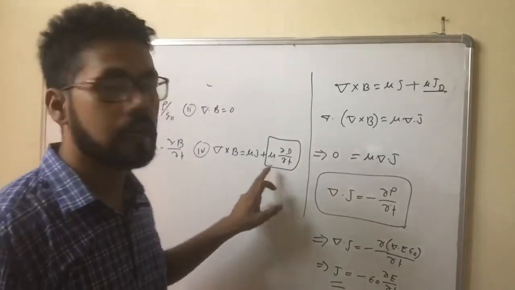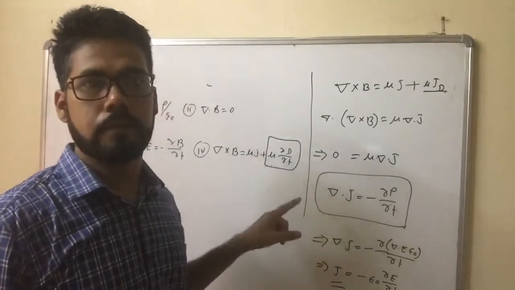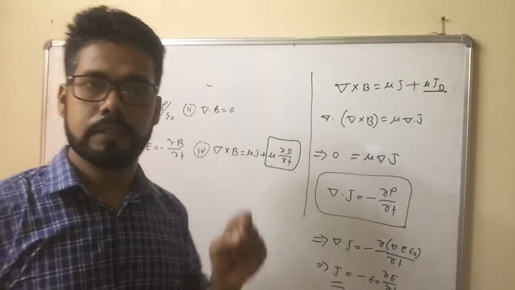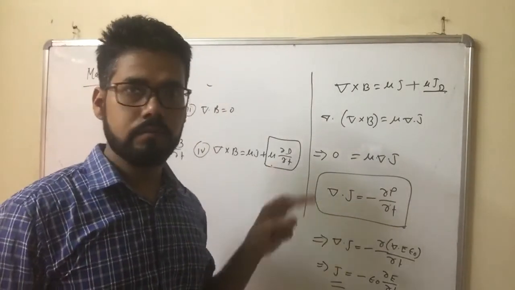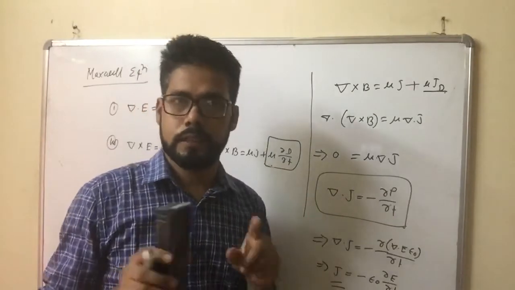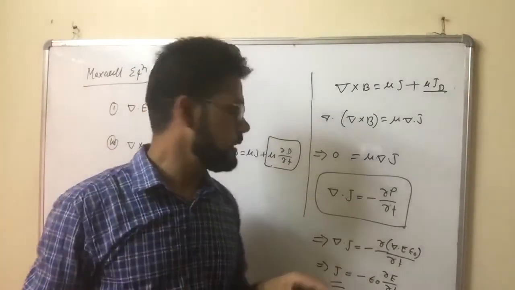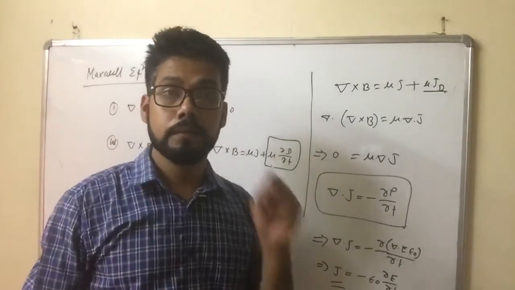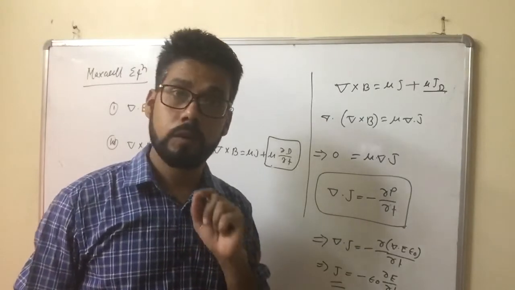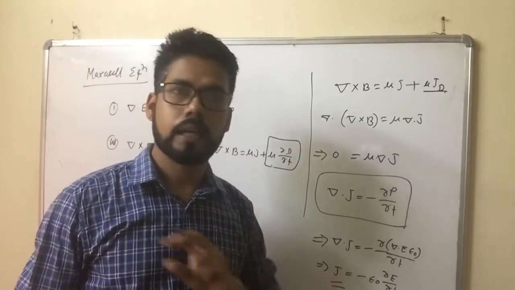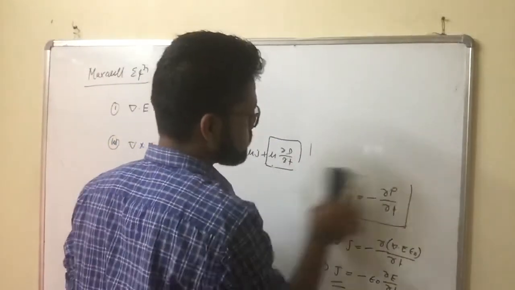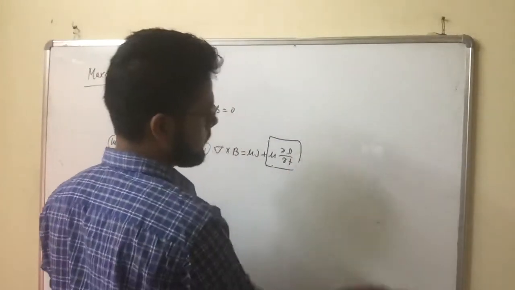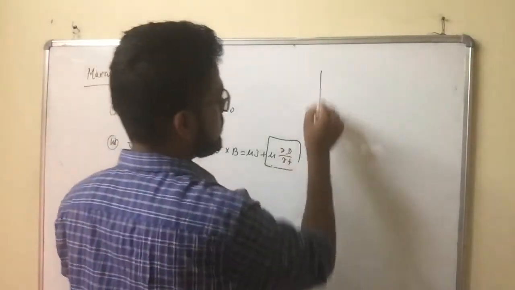This term is a displacement current. This term plays a significant role in deriving the wave equation. If this term is not there, then there is no possibility of deriving the wave equation. Remember, displacement current played a significant role in deriving the wave equation only. Otherwise we would never derive the wave equation. This displacement current we must always remember.